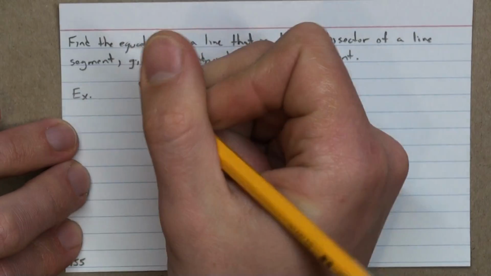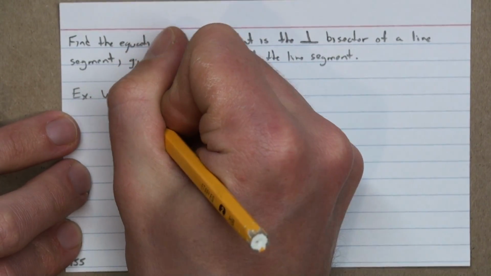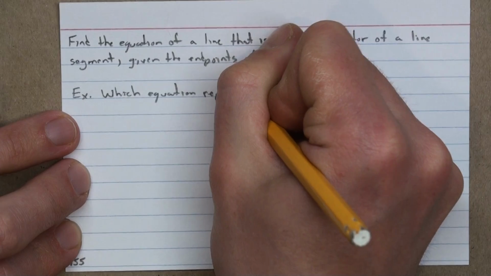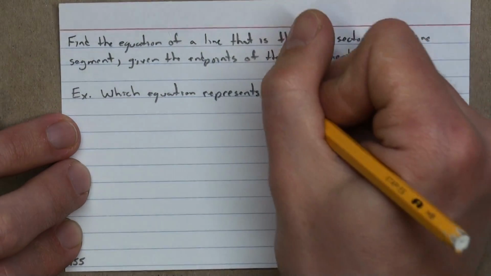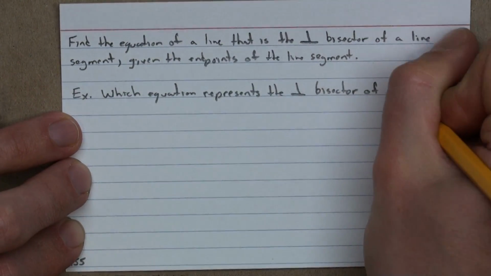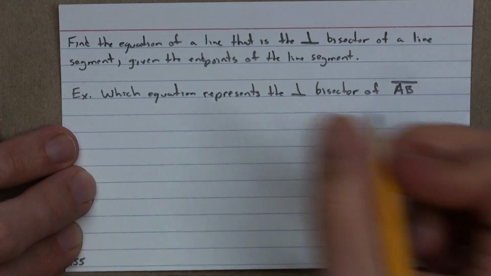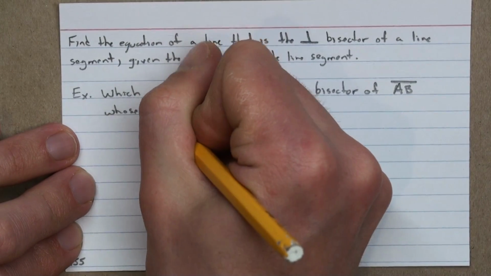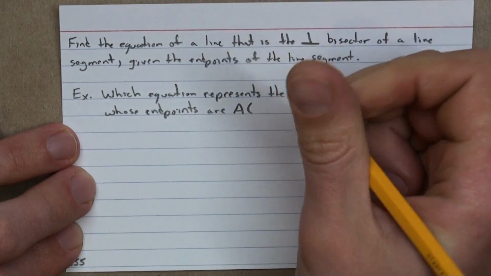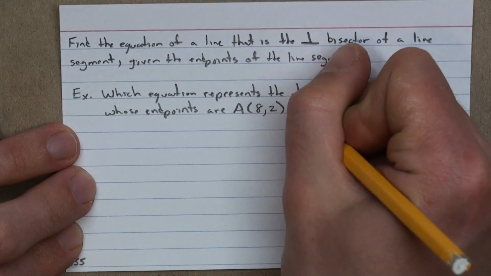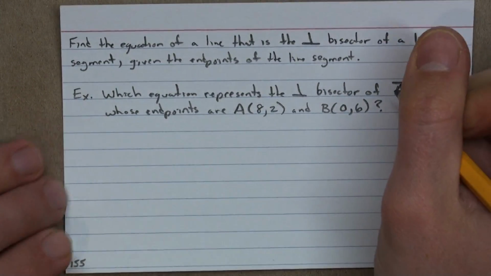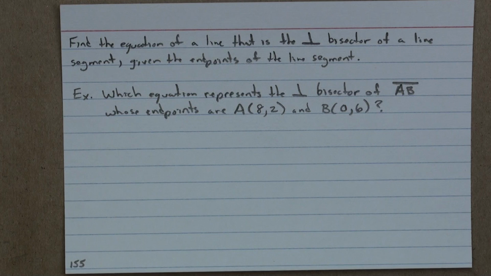Example. Which equation represents the perpendicular bisector of segment AB whose endpoints are, let's say A is 8 comma 2 and B is 0 comma 6. Okay? That's what we need to find.